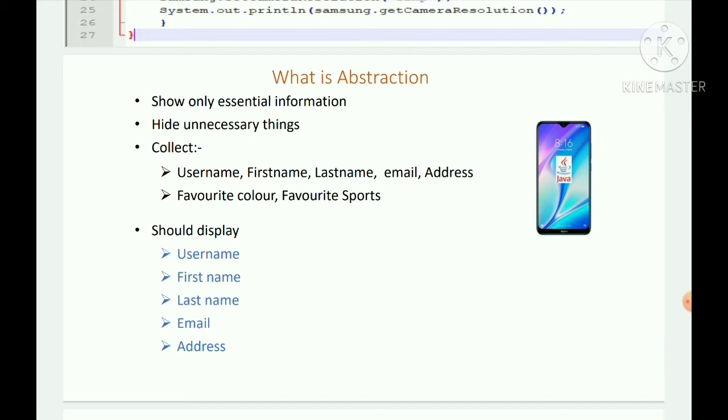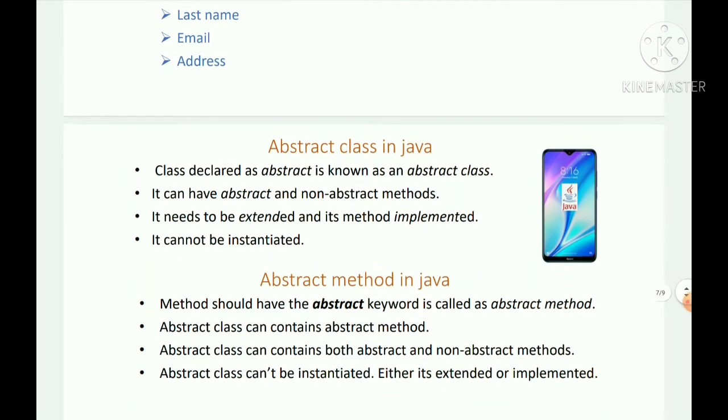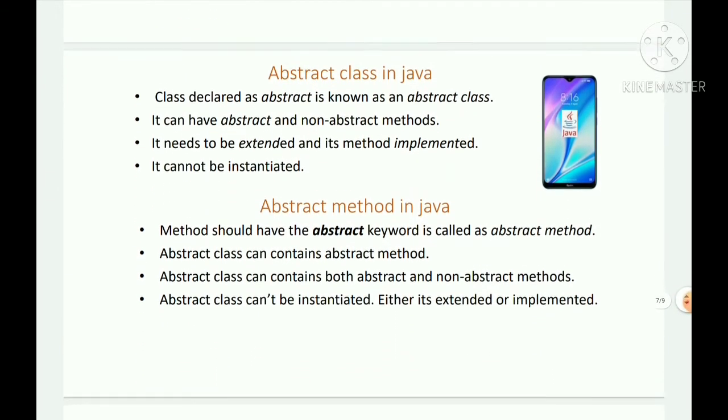So unnecessary information you don't want to display. Okay. And other thing, if you want to share your details to some other websites or some other services, right? You should not share more details like favorite colors, passwords, and other details to other services. Okay. So you need to share the minimal information. Let's see that. So that is called abstraction. Okay.